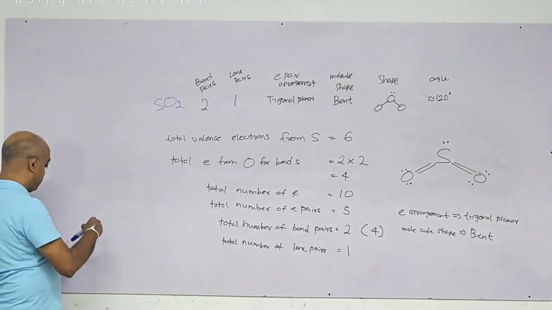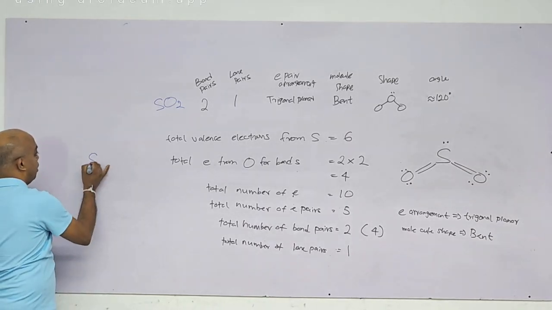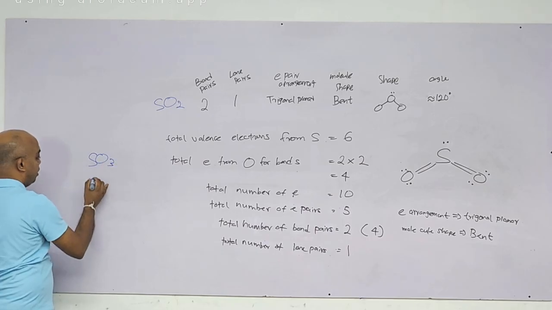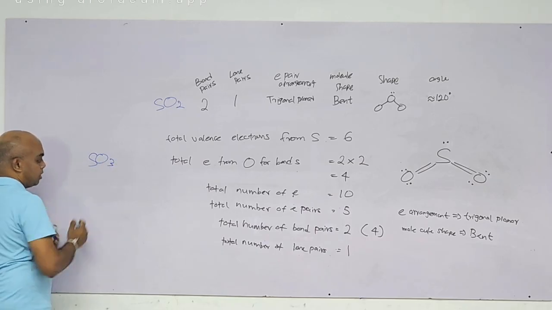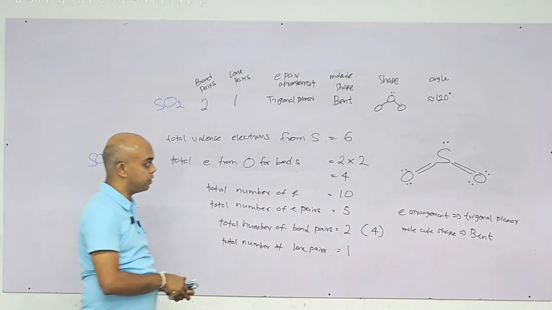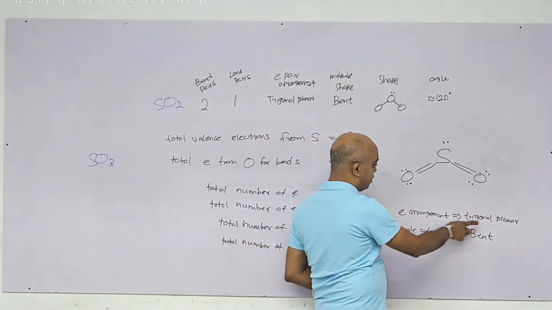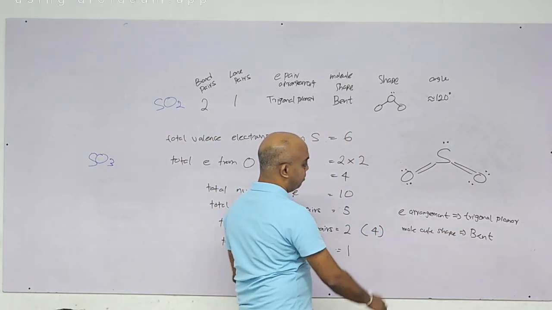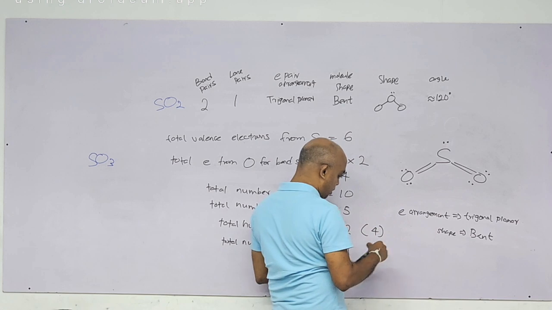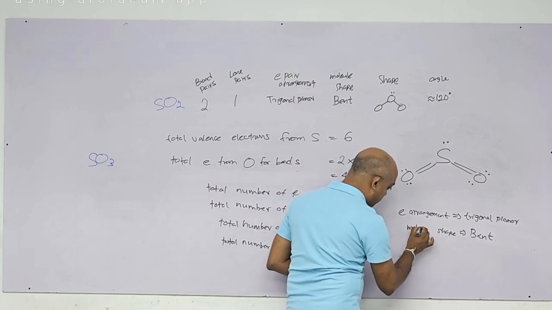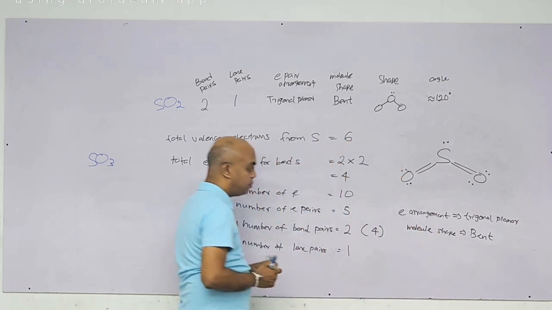Then after that, write for sulfur trioxide. So electron arrangement here is trigonal planar. Molecule shape.